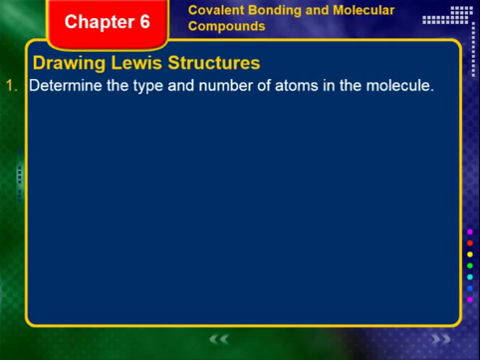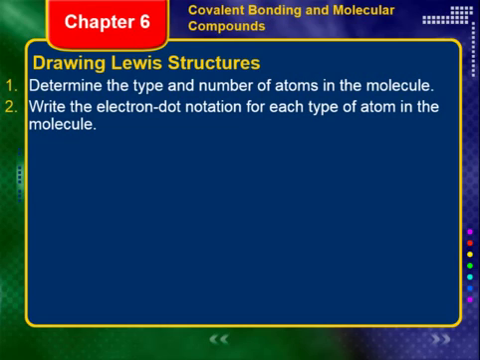Number 1, figure out what you have and how many of them you have. Next, write the electron dot notation for each type of atom in that molecule, right? We just identified what type of atoms we have. Now write down the electron dot notation for each of those.